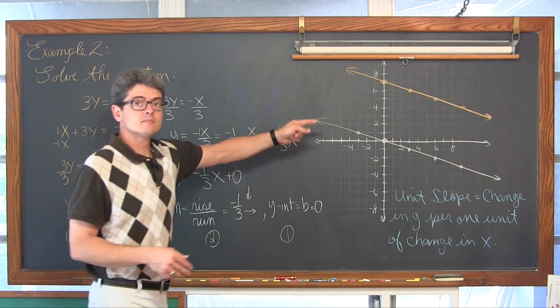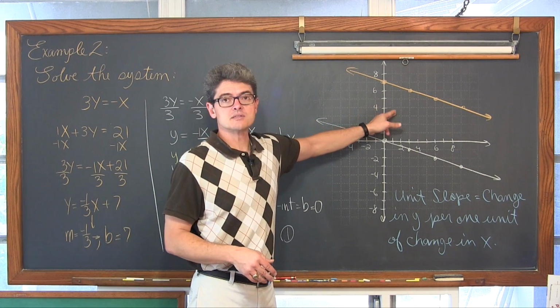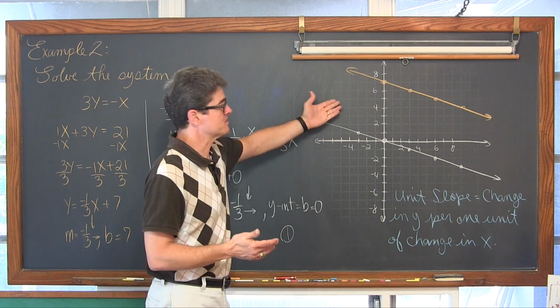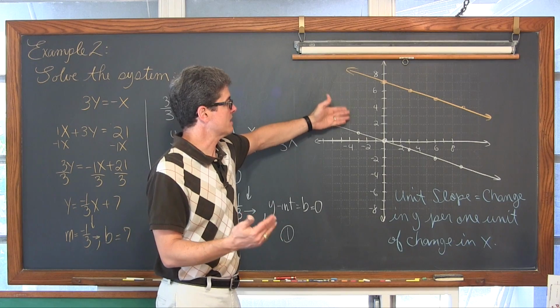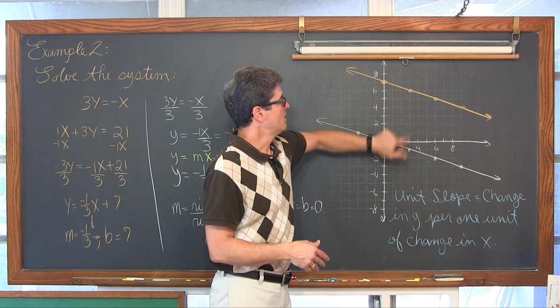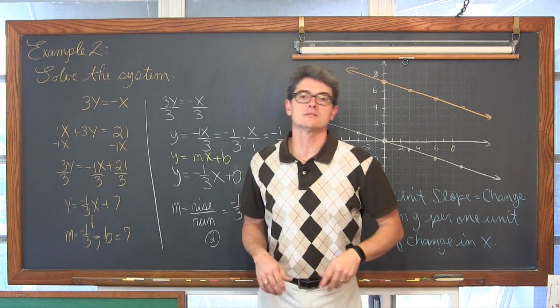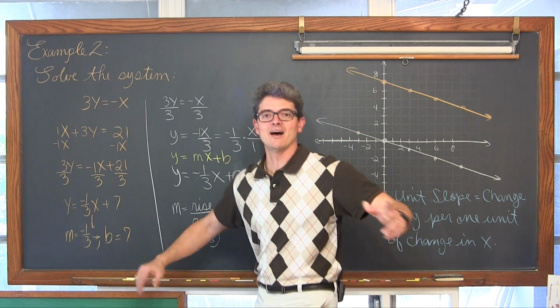No solution or inconsistent would be the word for some textbooks, what they would call that. I would say no common points. There's no x and y coordinate like here where the two lines are intersecting. No solution or inconsistent. I got one more example coming up right now.